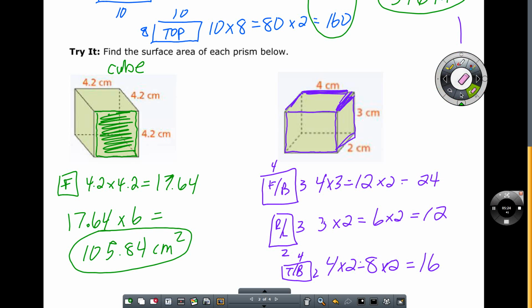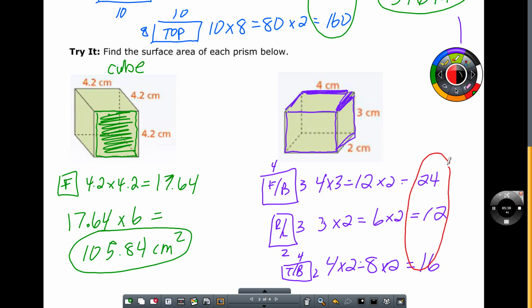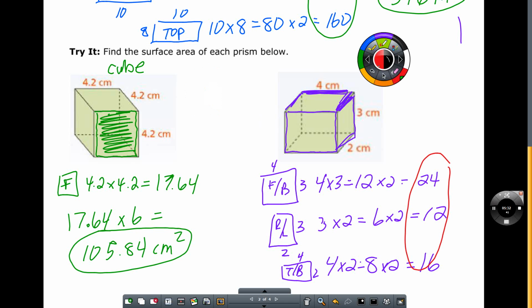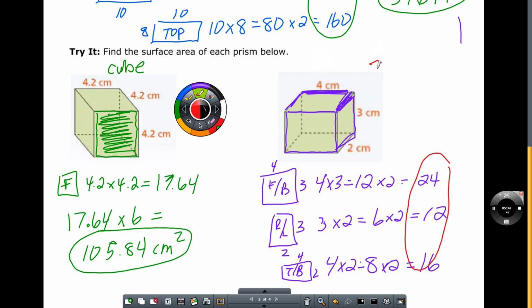To find the surface area, all we have to do is add those numbers together. 24 plus 12 plus 16. So the surface area is 24 plus 12 plus 16, which is going to give us a total of 52 centimeters squared.